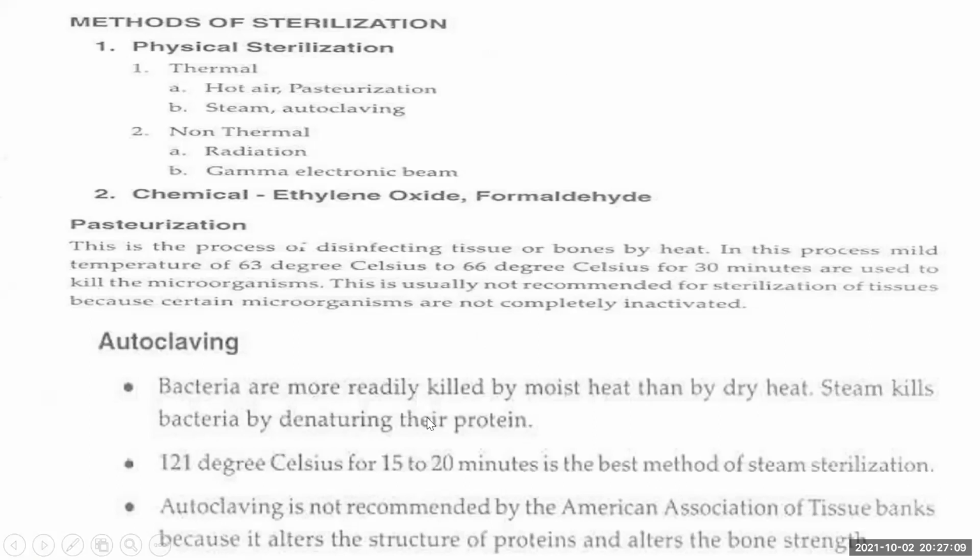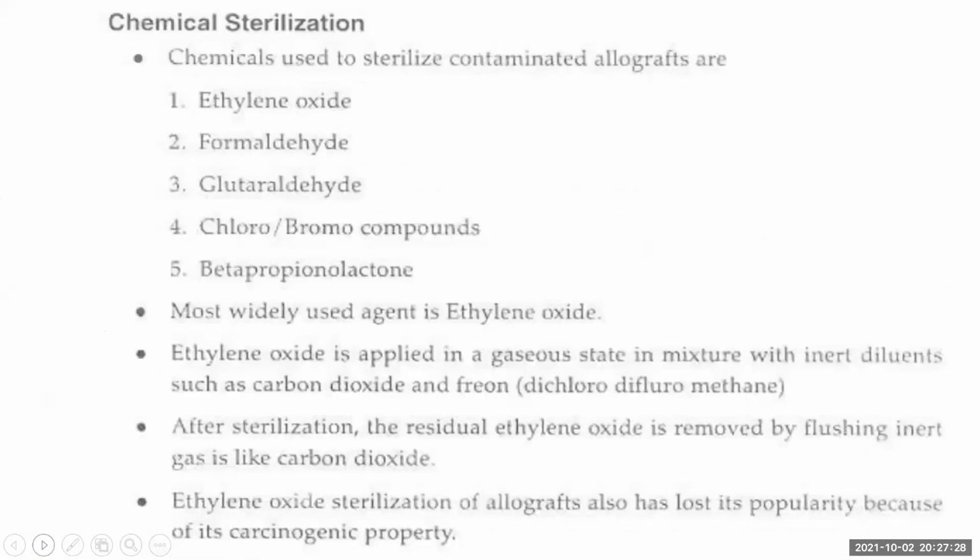Autoclaving: bacteria are readily killed by moist heat than dry heat. Steam kills the bacteria by denaturing the protein. 121 degrees Celsius for 15 to 20 minutes is the best method. Autoclaving is not recommended by the American Association of Tissue Banking because it alters the structure of protein and bone strength.